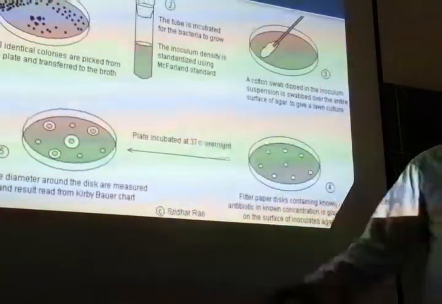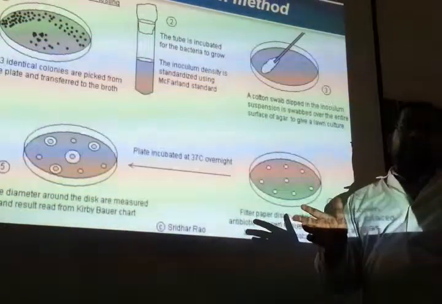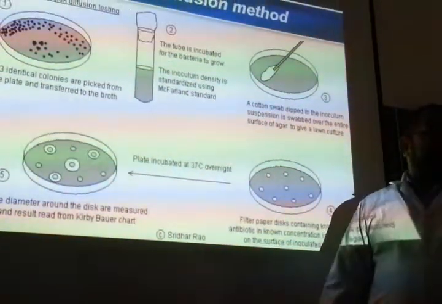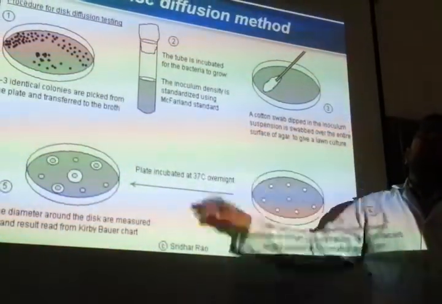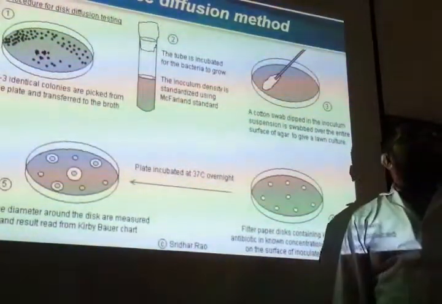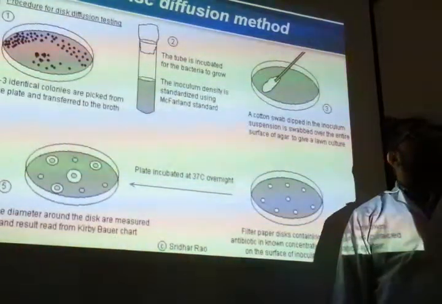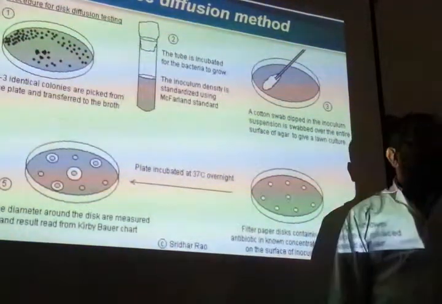Firstly we know how to do this test. Very, very easy. We take a new sterile plate, and we put bacteria on it. But the concentration of the culture needs to be standardized. You understand that?